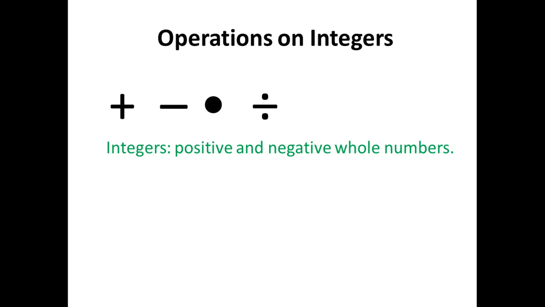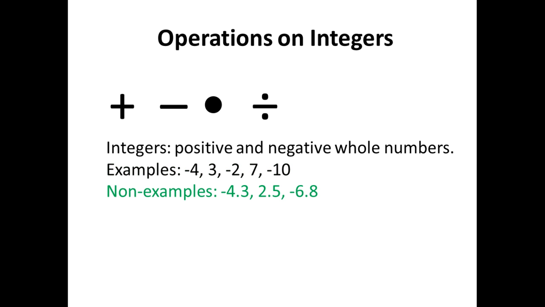So integers are positive and negative whole numbers. Some examples of integers are -4, 3, -2, 7, and -10. Some non-examples, meaning numbers that are not integers, include -4.3, 2.5, and -6.8.